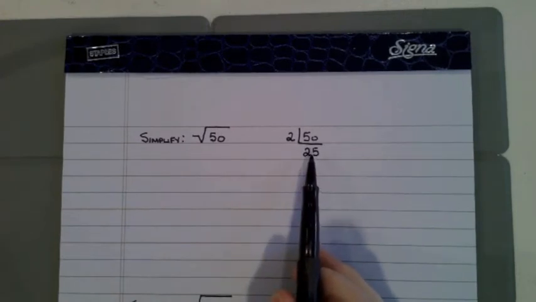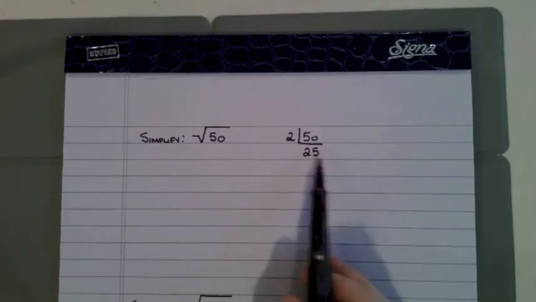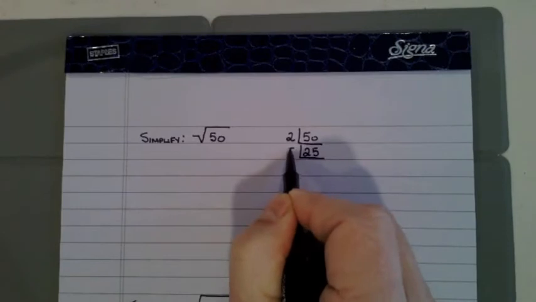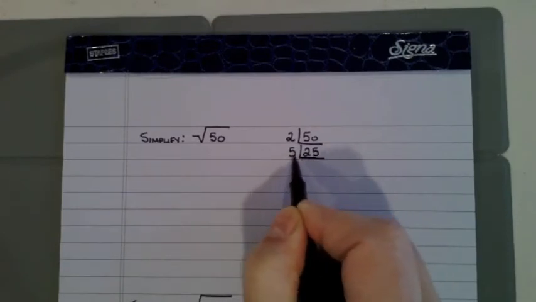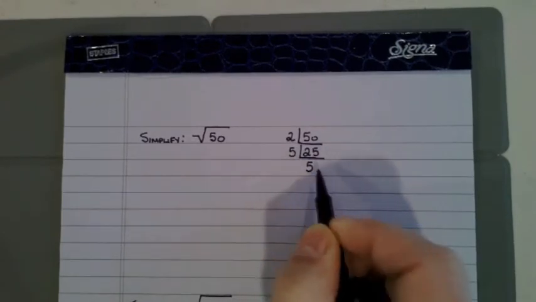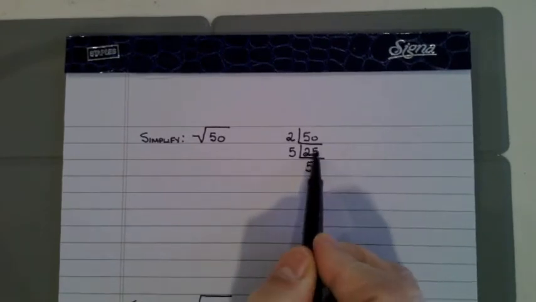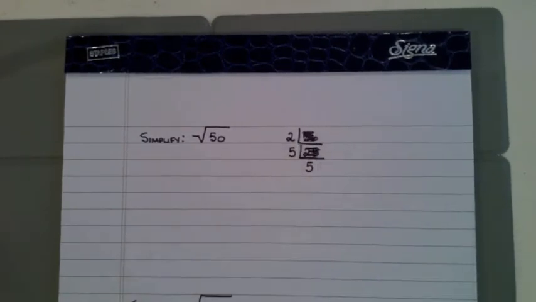Then I see if 2 will go into 25 again. No. The next prime number I check is 3. Will 3 go into 25? No. Will 5 go into 25? Yes. So I make this upside down division bar and I put 5 right there. 25 divided by 5 is 5. And as soon as I get a prime number, that's when I stop. I don't worry about these numbers up under the radical symbol.